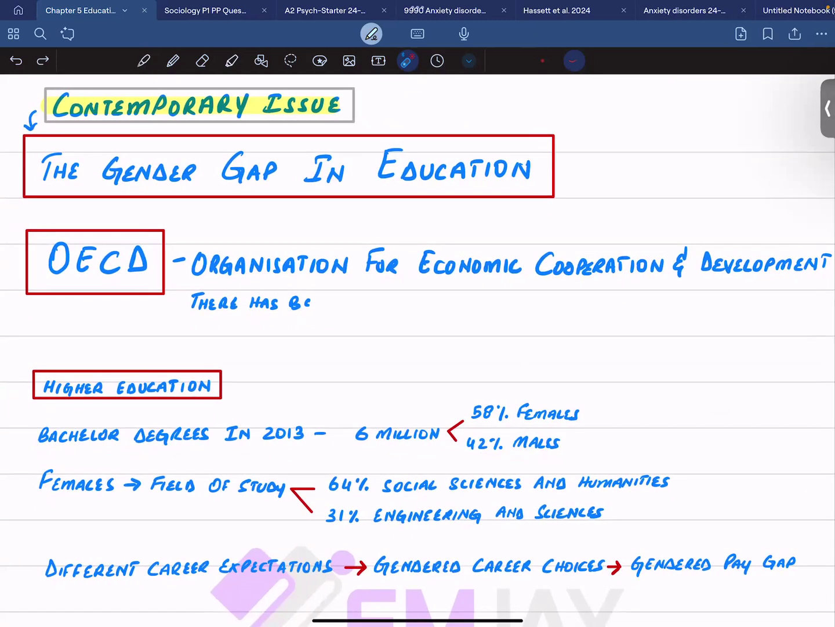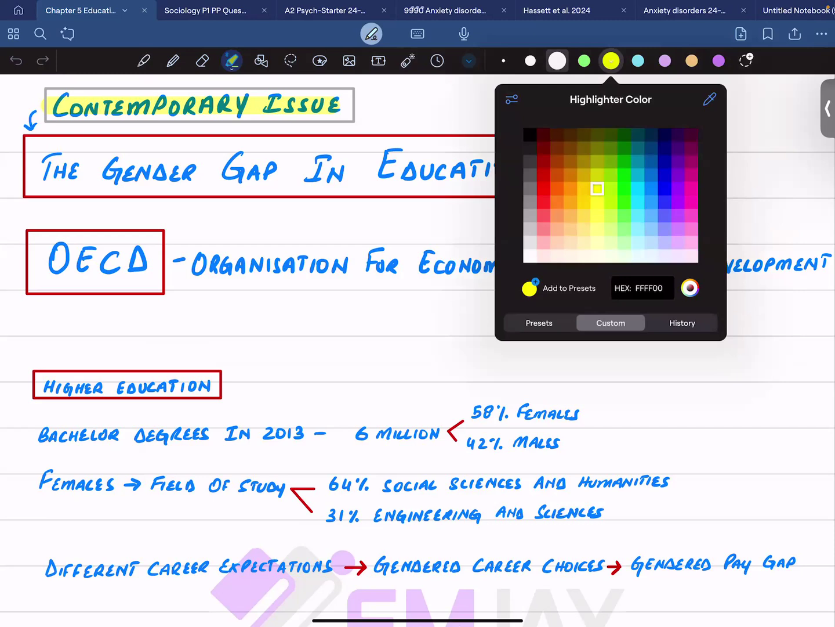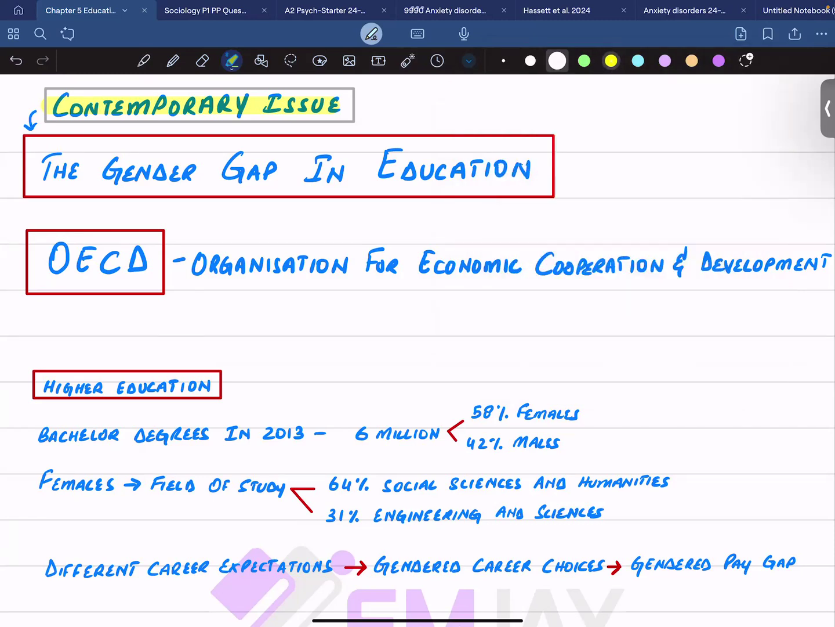So this contemporary study has its data from the Organization for Economic Cooperation and Development, that is also referred to as OECD. What does OECD stand for? The Organization for Economic Cooperation and Development.